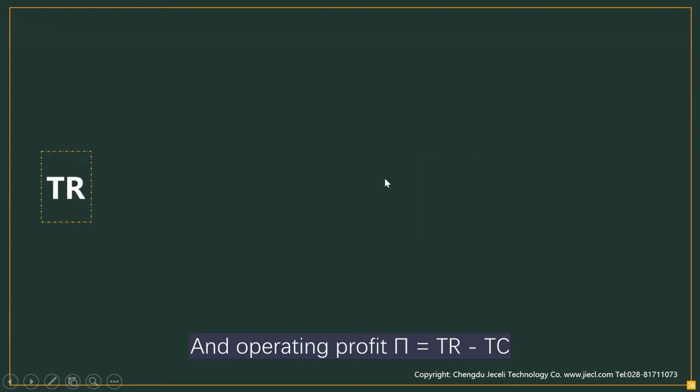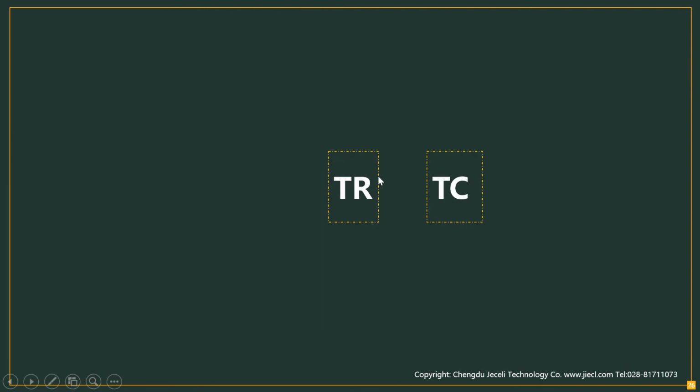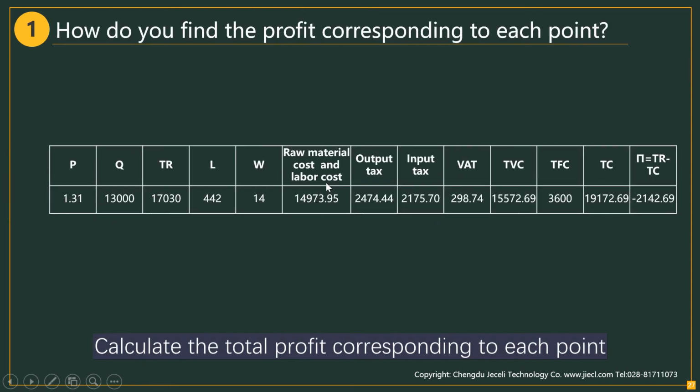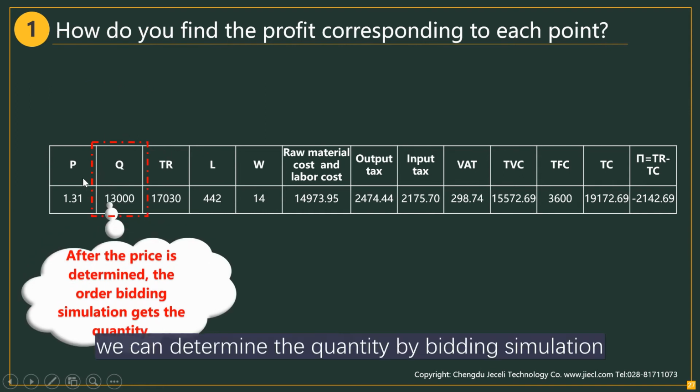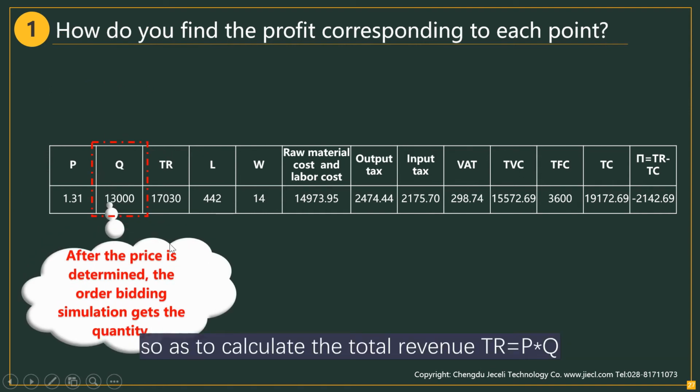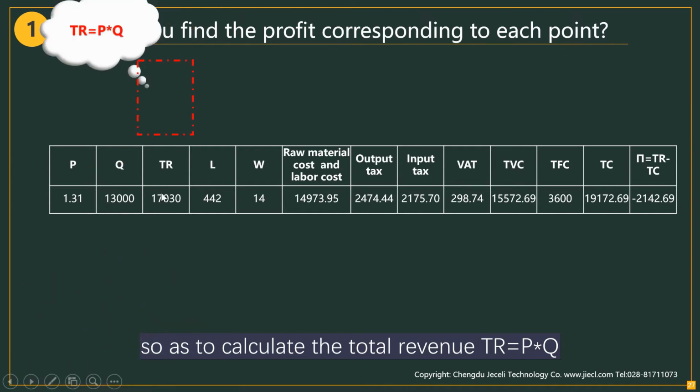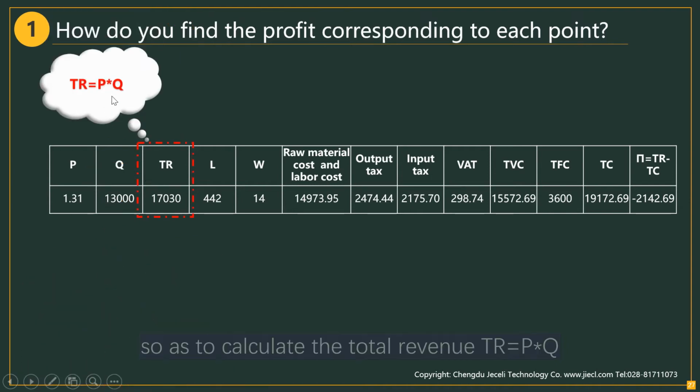Now that we know the total cost, including the total variable cost and the total fixed cost, and operating profit is equal to TA minus TC, we can calculate the profit. Calculate the total profit corresponding to each point. After the sales price is determined, we can determine the quantity by bidding simulation. So, to calculate the total revenue, TA is equal to P times Q.